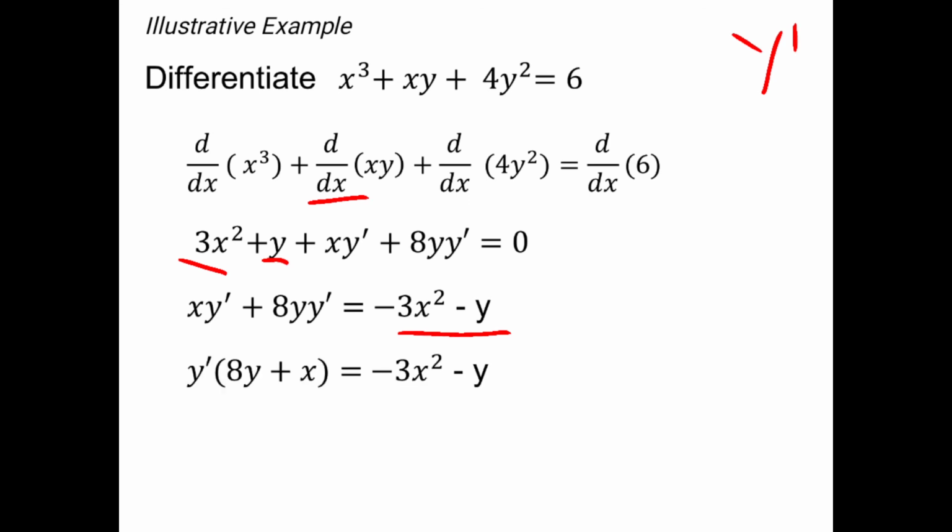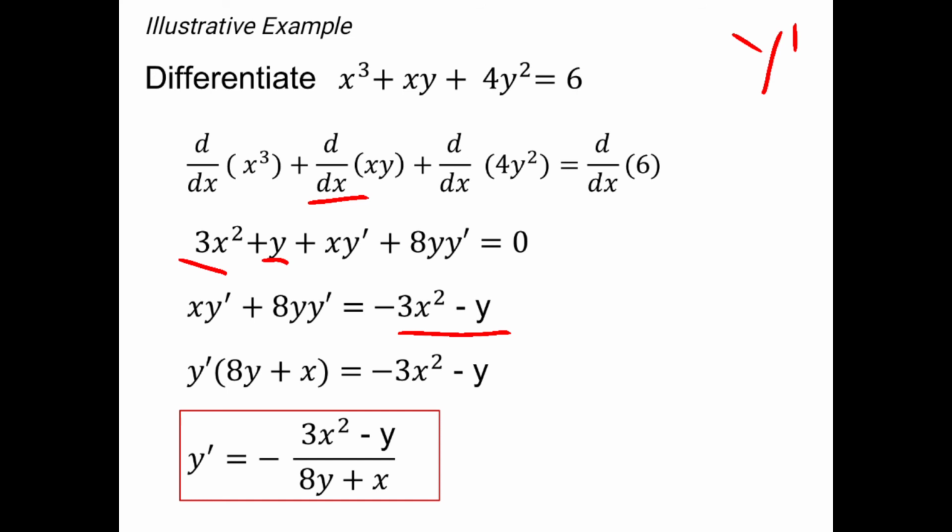Next step is, of course, we need to factor out. So we have y' times the quantity (8y + x) equals -3x² - y. And then solve for it. We need to divide both sides of the equation by 8y + x. And our final answer will be y' = (-3x² - y) all over (8y + x). So that will be our final answer.